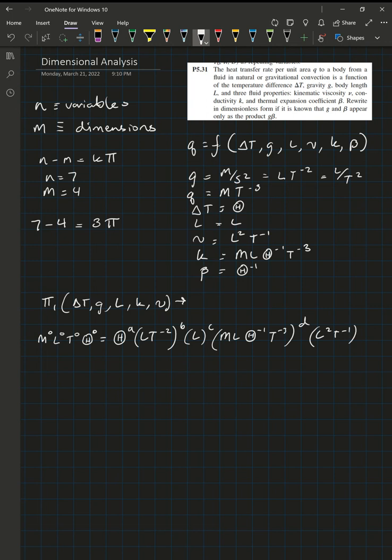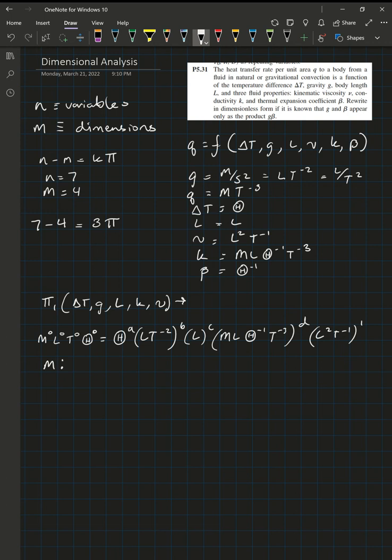Now, after our repeating variables, which we raise to arbitrary exponents, the remaining variable that makes up each of the pi groups will be raised to the power of 1. An important thing to note is that the repeating variables will be raised to arbitrary exponents, whatever you choose. I chose A, B, C, and D. And the one remaining variable that's crucial to each pi group will be raised to the power of 1.